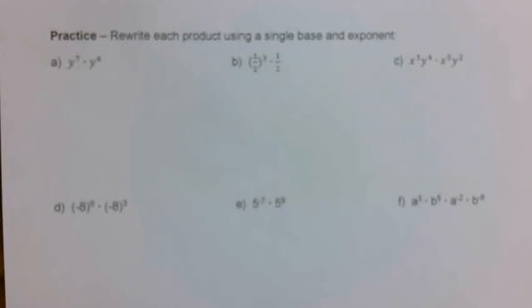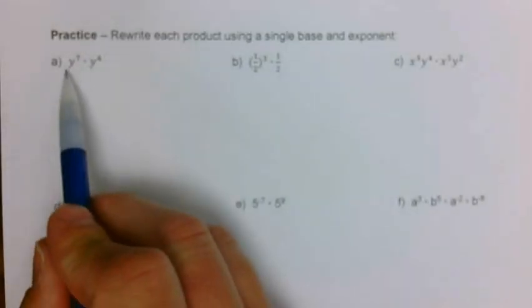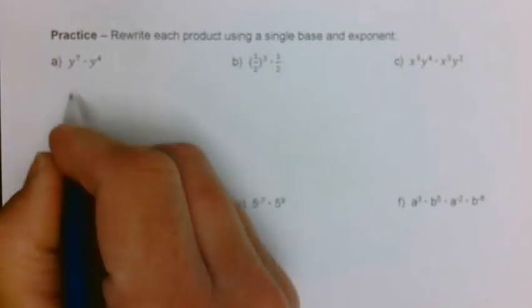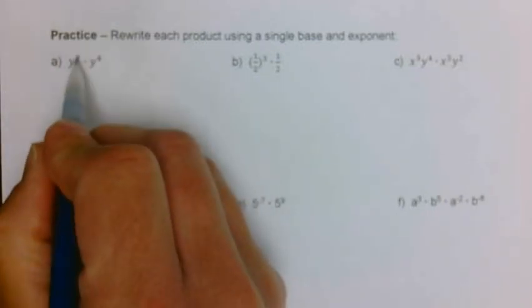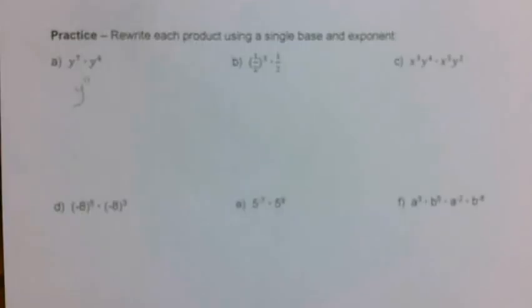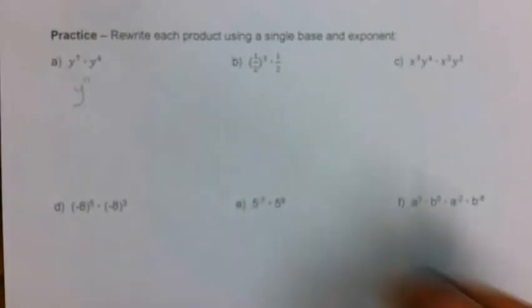Now that we've learned exponent property number one, let's apply it now to some practice problems. Okay, so again, if the bases are the same and you're multiplying, you keep the base and you add the exponents together. Y to the seventh times y to the fourth, bases are the same, it's multiplication, so I'm going to keep the base y, and 7 plus 4 is 11, so we get y to the 11th power.